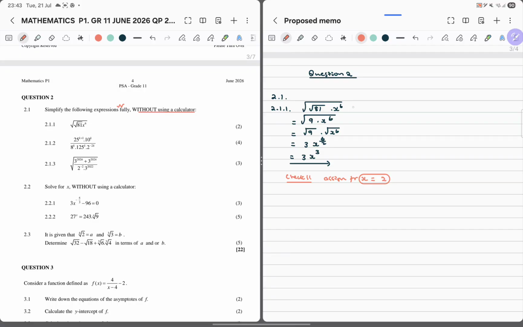Now we're going to put in this value here and see what we get. So let's do it on the calculator. Square root of the square root of 81 multiplied by x, which is now 2 to the 6. Please, guys, be very careful. Learn how to use the calculator. So the answer is 24.